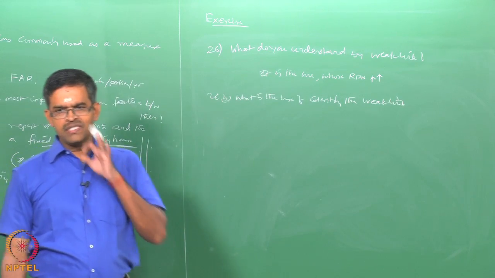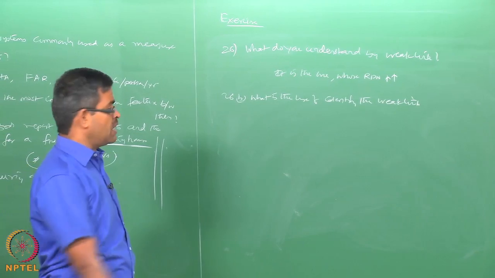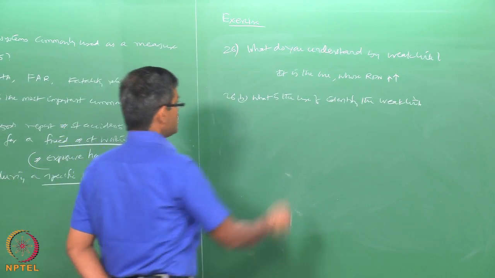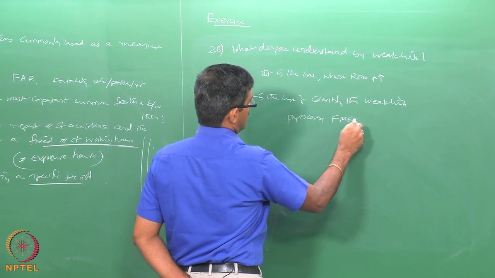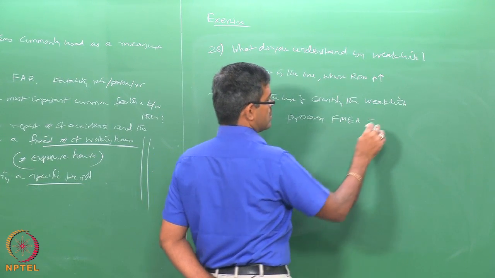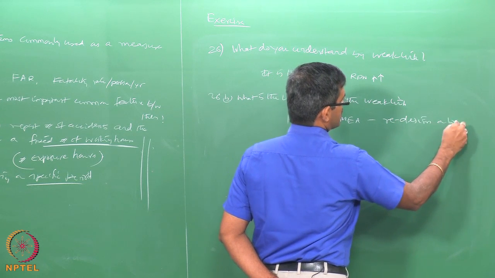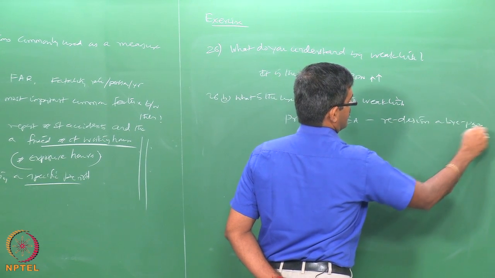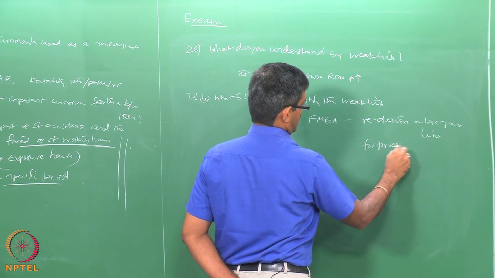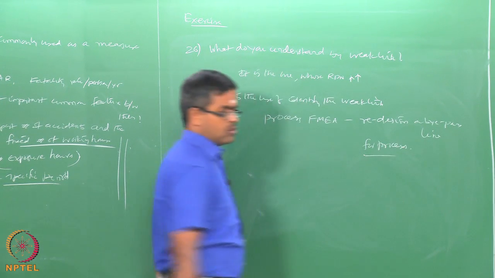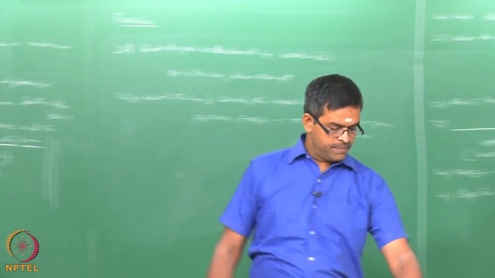So, one can always redesign the system if it is a mechanical FMEA or if it is a design FMEA. If it is a process FMEA, then one should redesign a bypass line for the process. You should avoid the presence of weak link in the product line.